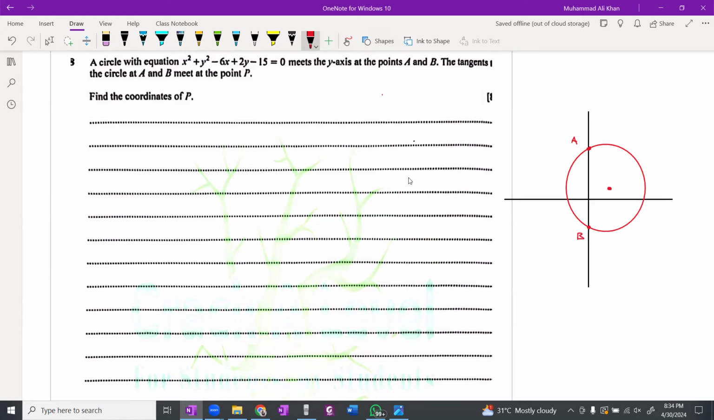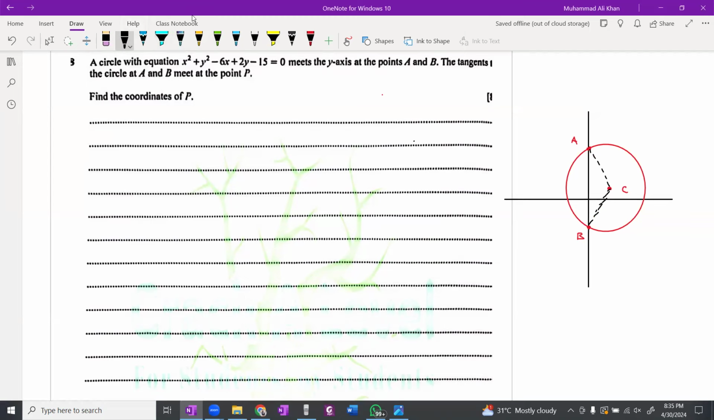We have to calculate the tangents to the circle at A and B, and the point where the tangents meet. Okay, so first we have to calculate the equation of tangents. Let's say this is C. If we calculate the gradient of AC, then this will be the negative reciprocal of the gradient of the tangent at A. And if we calculate the gradient of BC, then this will be the negative reciprocal of the gradient of the tangent at B.